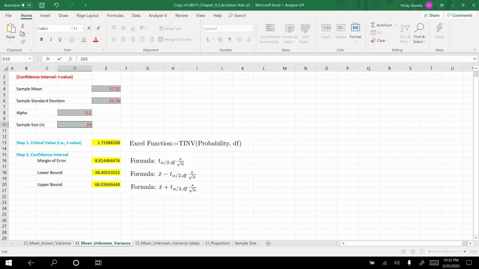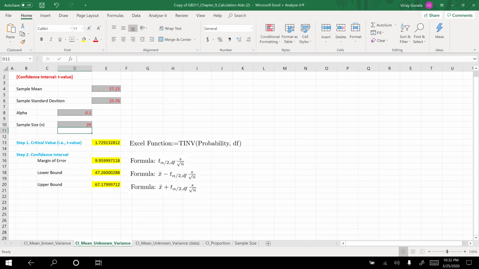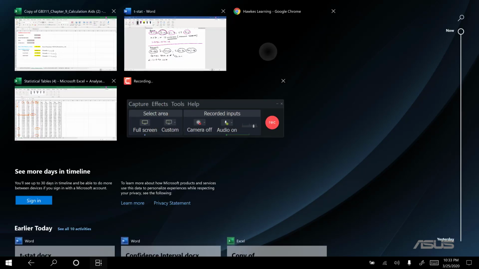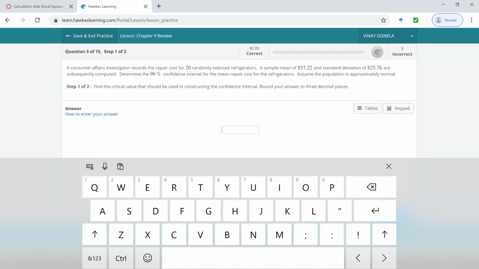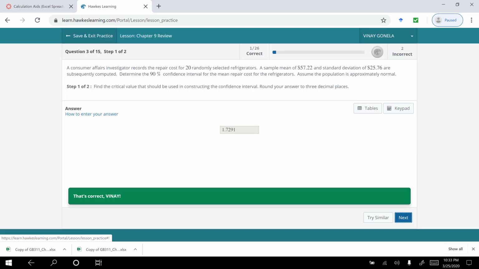And I will hit enter. Okay, so the answer is, the critical value is 1.7291. So I will type in 1.7291. Hit enter. How about the next problem?